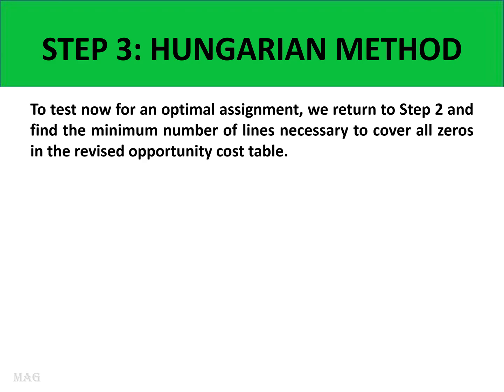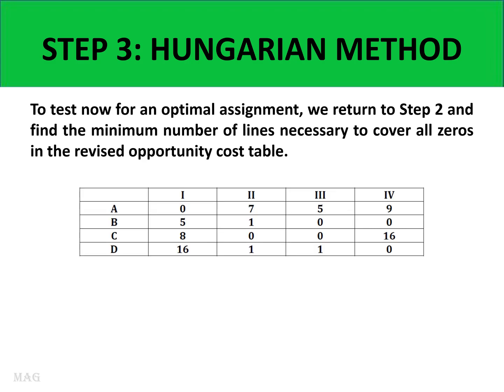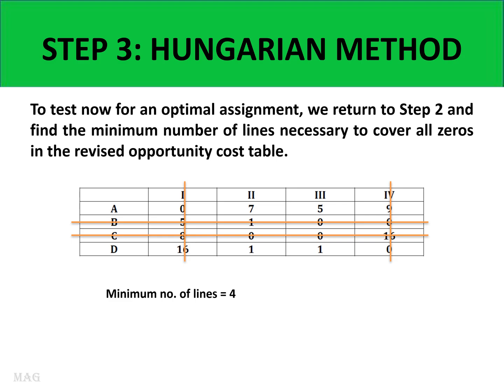Now, to test again for optimal assignment, we return to step number 2 and find the minimum number of lines necessary to cover all zeros in the revised opportunity cost table. In this case, we cover the fourth column, the third row, the first column, and then the second row. The minimum number of lines needed is 4, which is equal to the number of rows or columns of the opportunity cost table. So this indicates that the opportunity cost table shows an optimal solution. Now we can proceed to step number 4.